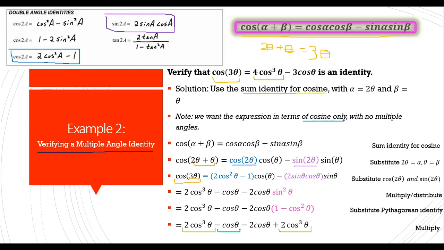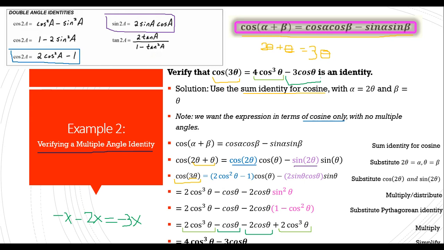minus 1 cosine theta minus 2 cosine theta, that's like minus x minus 2x. You would say in algebra that would be equal to negative 3x, right? That's going to give me minus 3, and my x is cosine theta. So simplifying these, I get 4 cosine cubed theta minus 3 cosine theta. Let me use my colors, which is exactly what I wanted to show, an identity, just by simplifying.